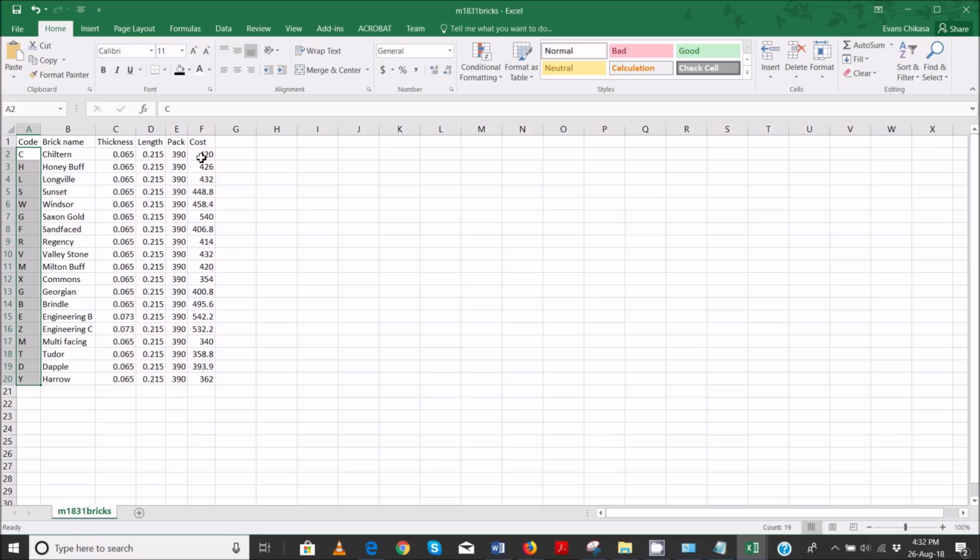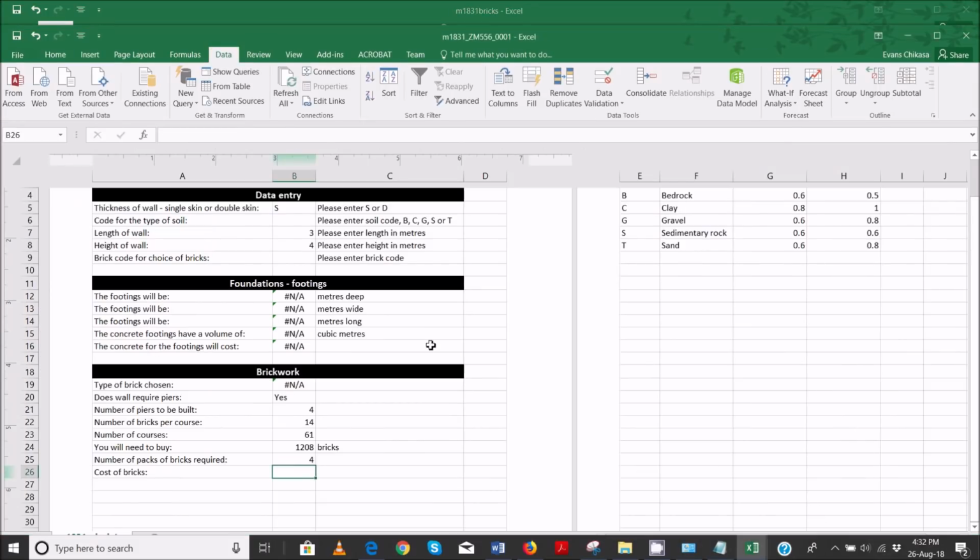So the cost is here, and what is unique is actually that each of these packs has about 390 bricks, but the type of bricks has different costs. Depending on the type of the brick that you want, you can retrieve the cost and then multiply by the number of packs that you have for each of those. So for example, I need 4 packs for this type of bricks that I have. So for a single skin, I need 4 packs for this one.